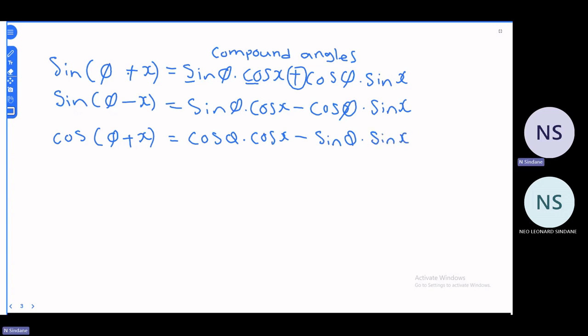You see, cos causes the sign to change. When you're dealing with cos, the sign will always change. Let's say now we are given cos of theta minus x. This will give you cos of theta multiplied by cos of x plus sine of theta multiplied by sine of x. Right? These are the compound angles.